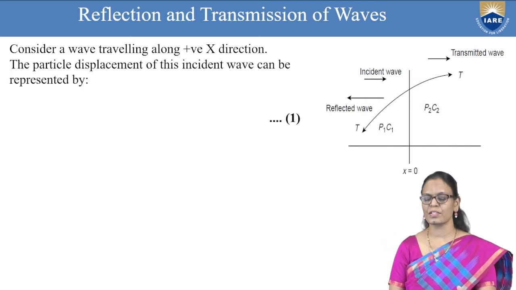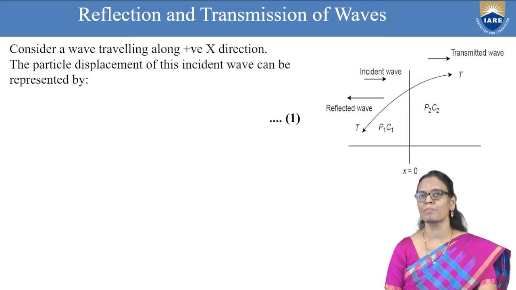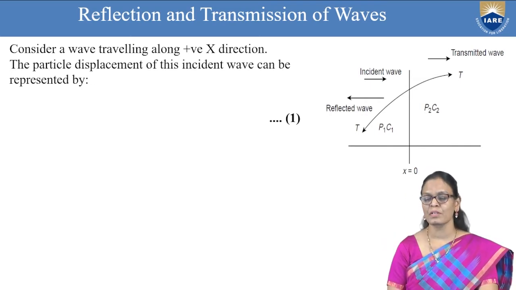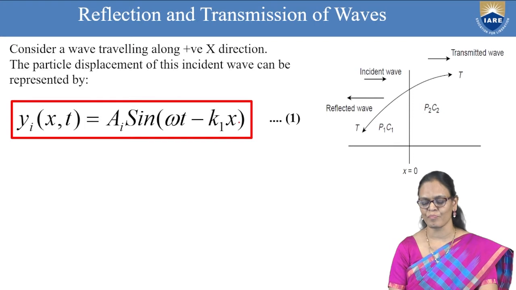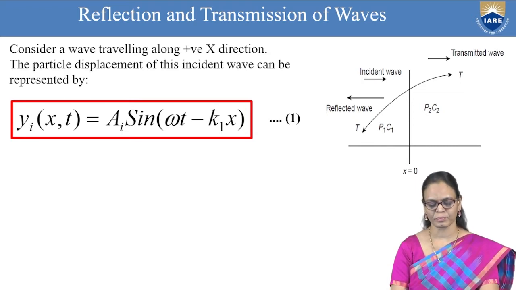Now we are considering the wave traveling along the positive x direction. So, the particle displacement of the incident wave is represented by the equation yi(x,t) = Ai sin(omega t minus k1 x). Since this is the first equation we are writing, we will discuss all the terms and the rest of the things will go with the same notation.